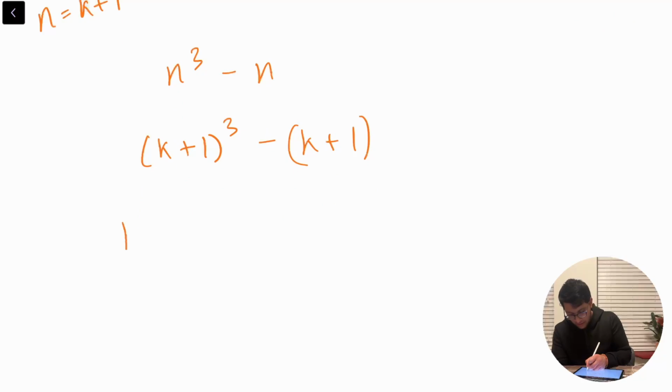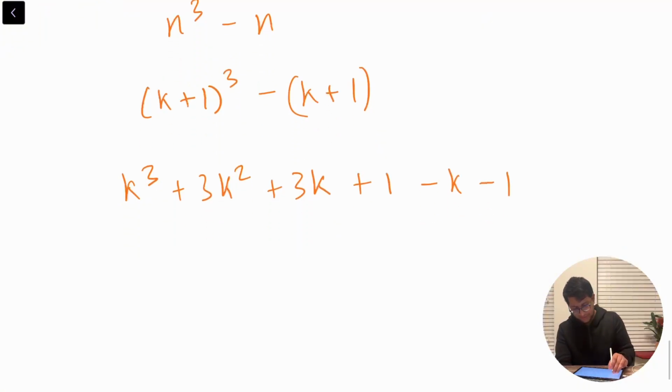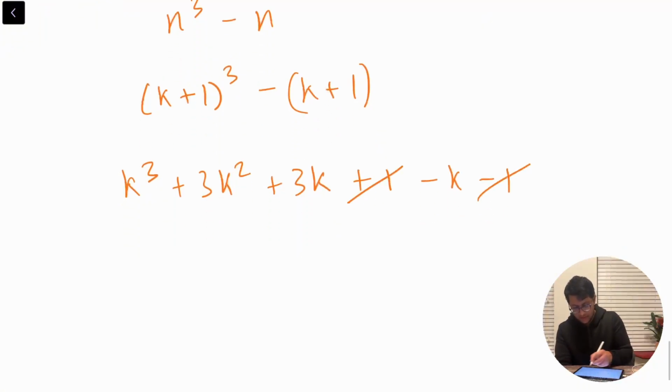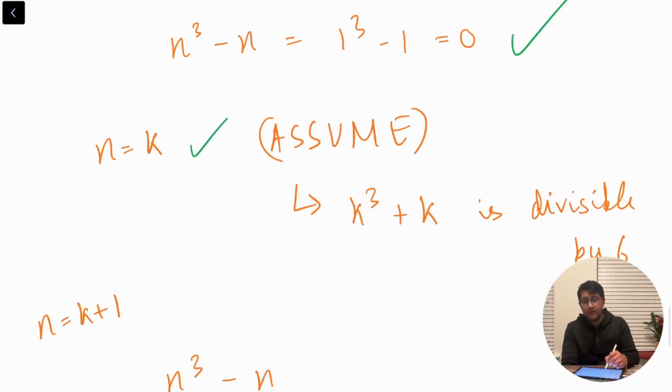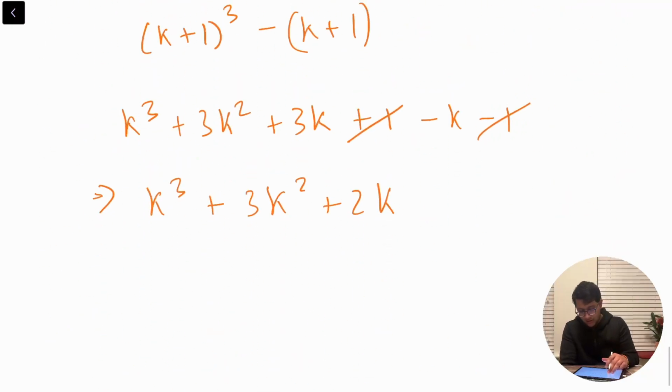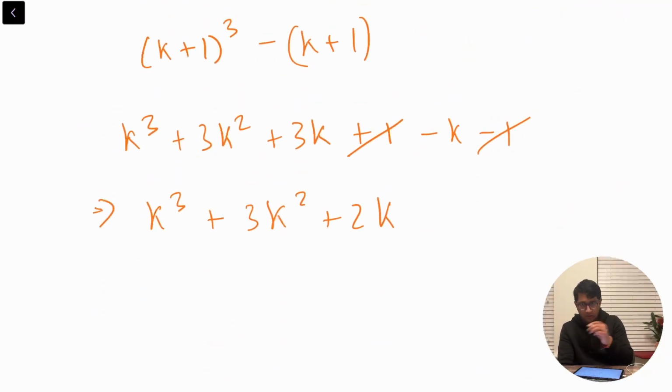So expanding this out, we'll get k cubed plus 3k squared plus 3k plus 1 minus k minus 1. So plus 1 and minus 1 cancel out. We'll end up left with k cubed plus 3k squared plus 2k. Okay, now looking back, here we've assumed that k cubed plus k is divisible by 6. So if we can get a k cubed plus k out, we can automatically assume that it will be divisible by 6.